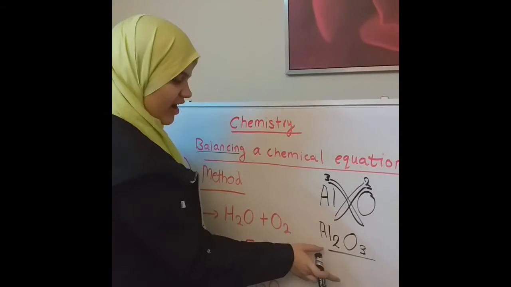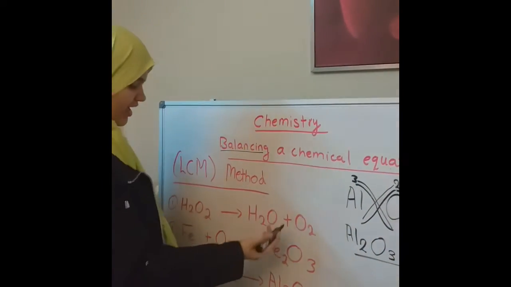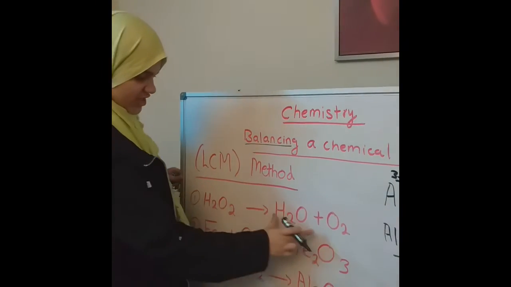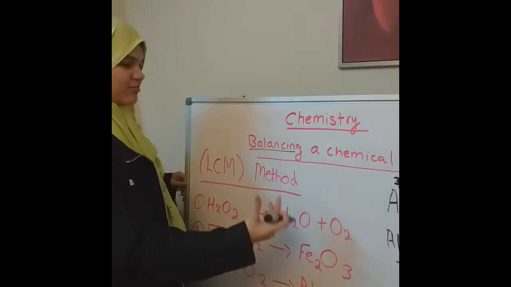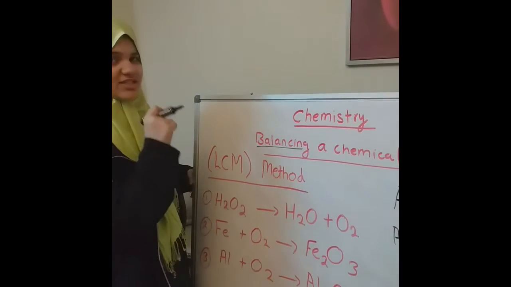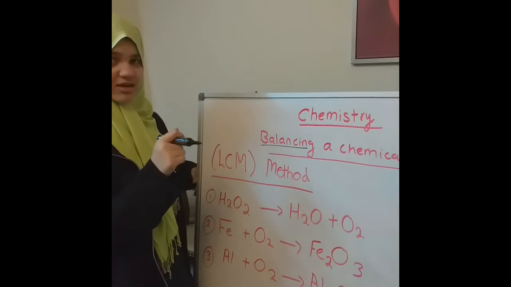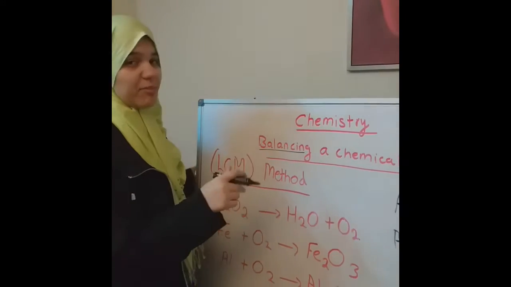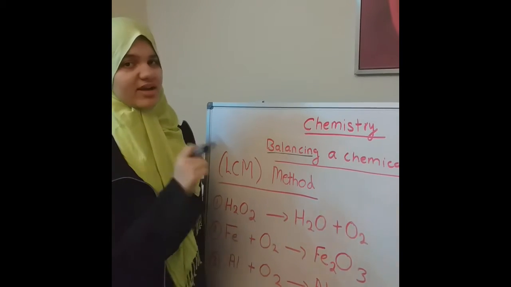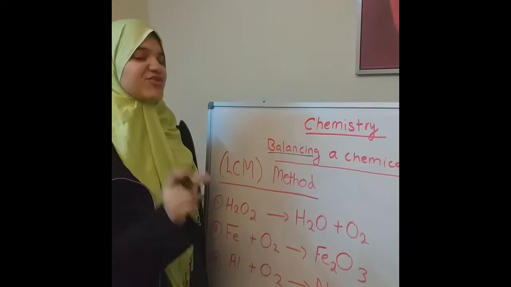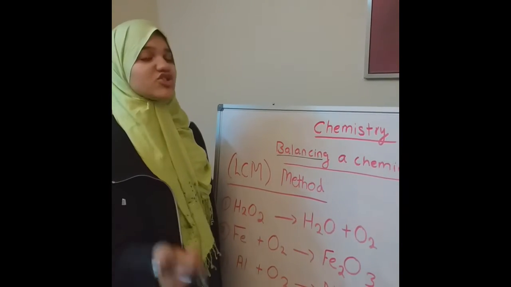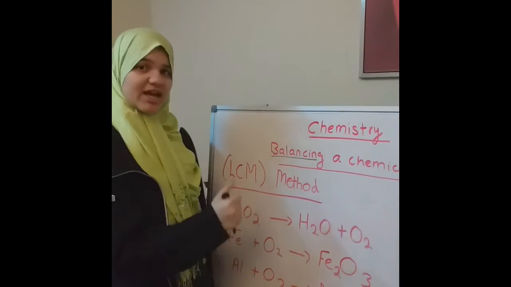Okay? After that, with the LCM method, there are also some elements that have 2 valence numbers. How 2 valence numbers? For example, copper. There are copper 2 and copper 1, meaning copper has 2 valence numbers: copper 1 and copper 2. And also iron: iron 3 and iron 2.